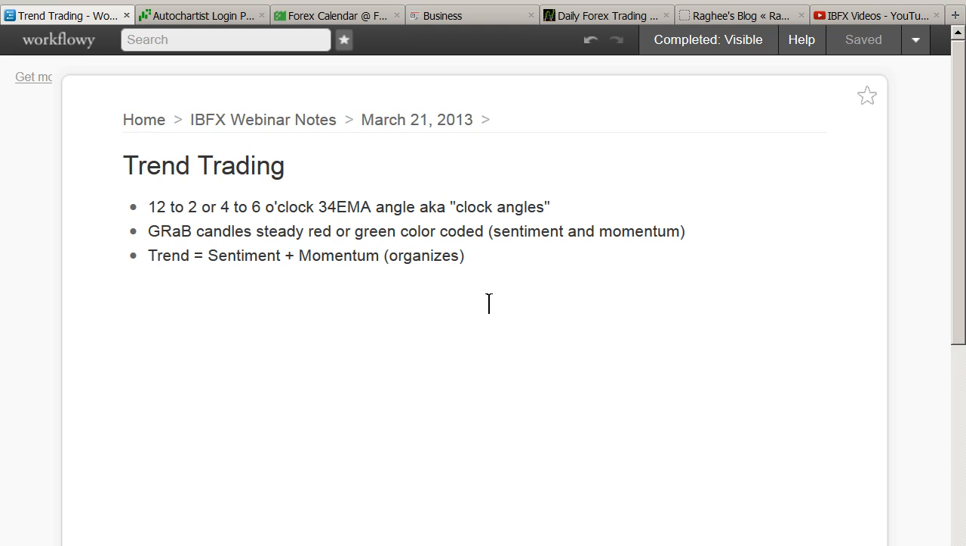Keep it simple. Don't overcomplicate it. Another thing that we want to recognize, and I think it gives us an edge, is: what is the daily trend?